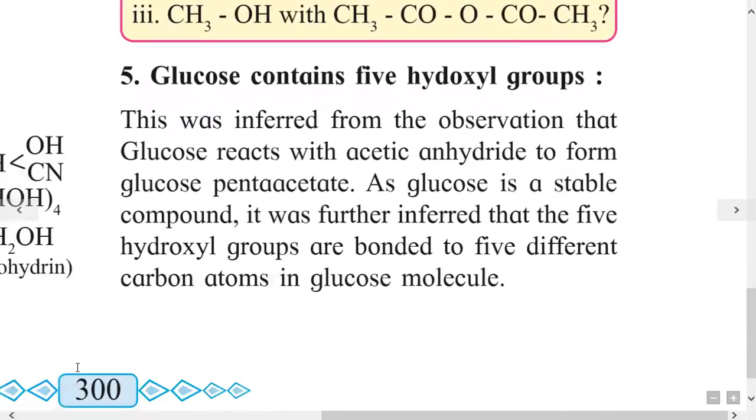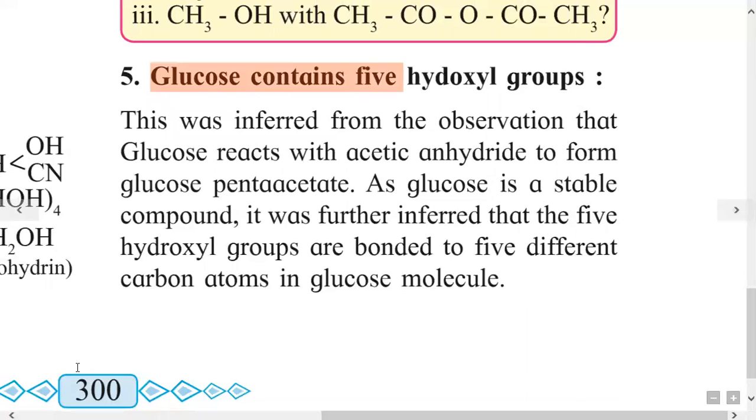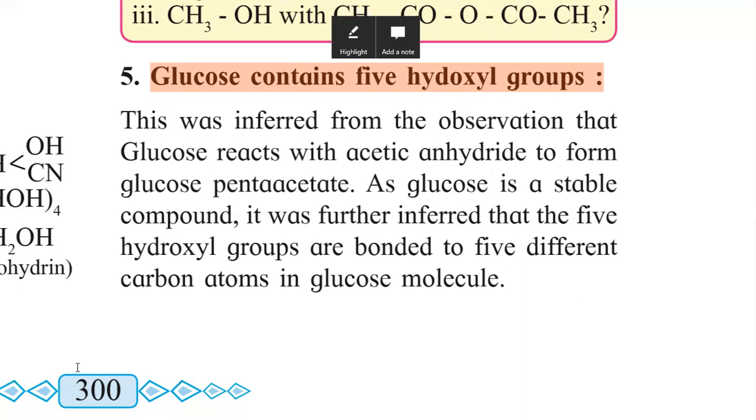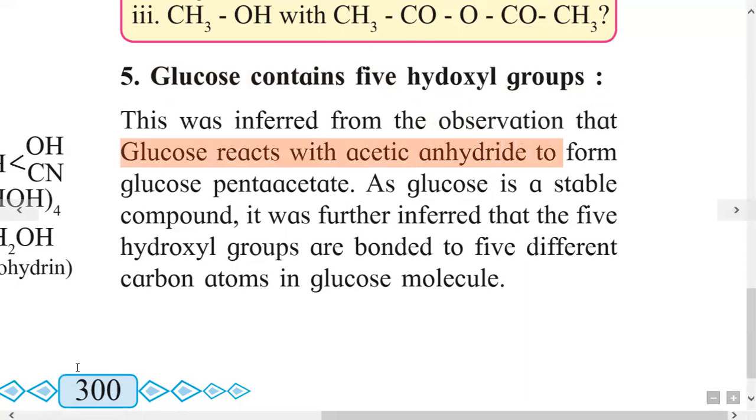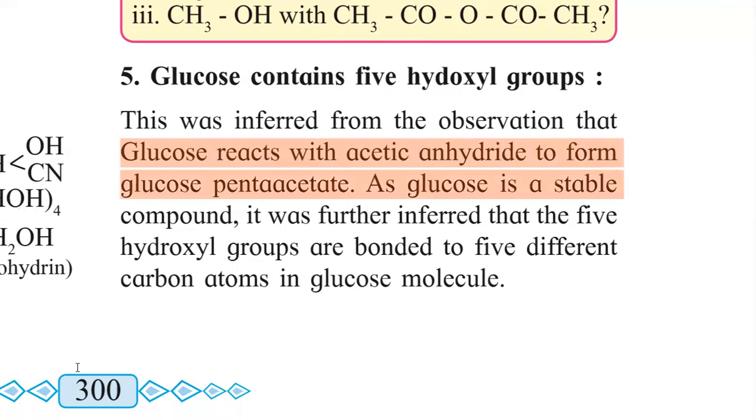Then the next property of glucose explains the hydroxyl groups present in glucose. Glucose contains 5 hydroxyl groups. One of the hydroxyl groups is primary, and the remaining hydroxyl groups are secondary. When glucose is treated with acetic anhydride, it forms glucose pentaacetate, that is, the hydroxyl groups are converted into acetate groups. So glucose is a stable compound.